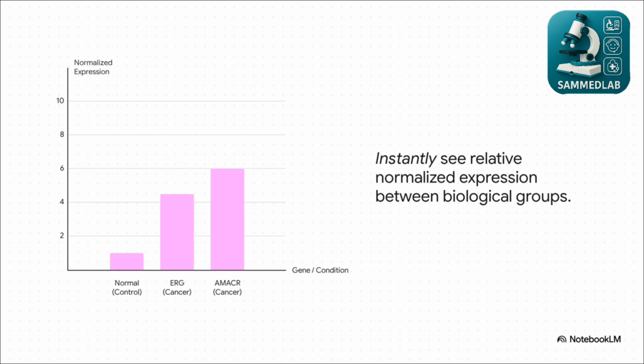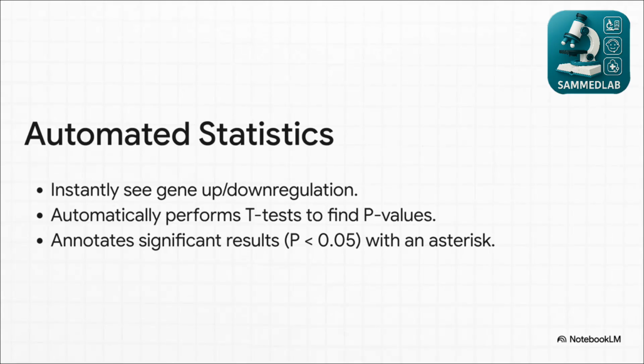Right away, we can spot that genes like ERG and AMCAR are clearly upregulated here. But here's the thing. It's doing so much more than just making a pretty chart. It's running the statistics for you in the background. It automatically performs t-tests to calculate p-values, figuring out if the differences you see are actually statistically significant. You can even set a p-value threshold, say less than 0.05, and the software will pop a little asterisk on the significant results for you.